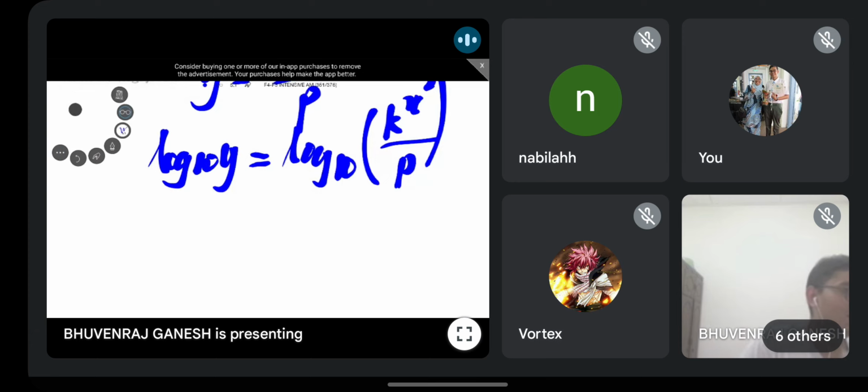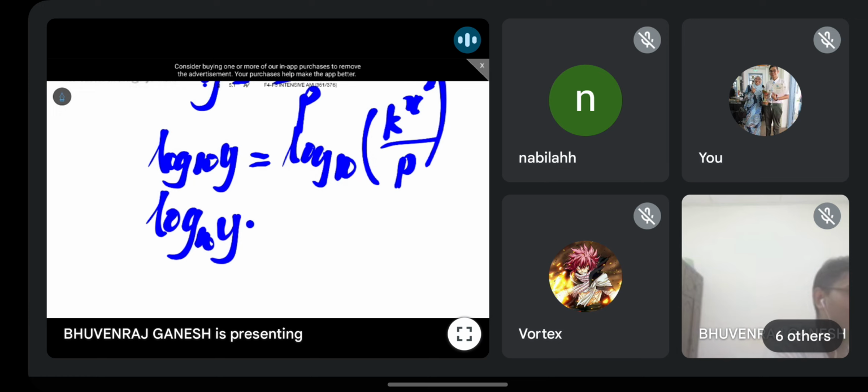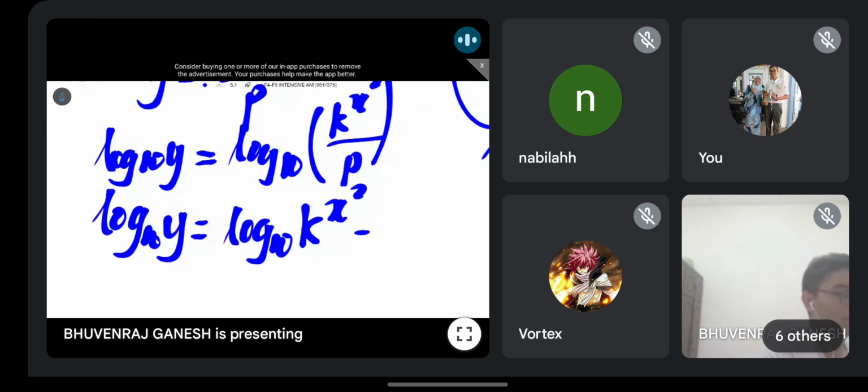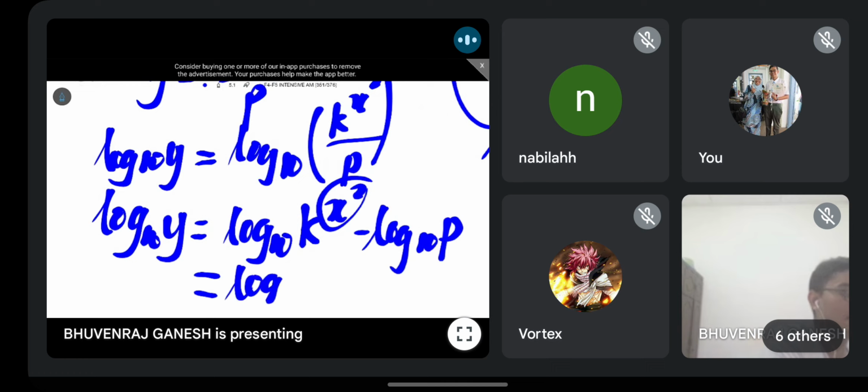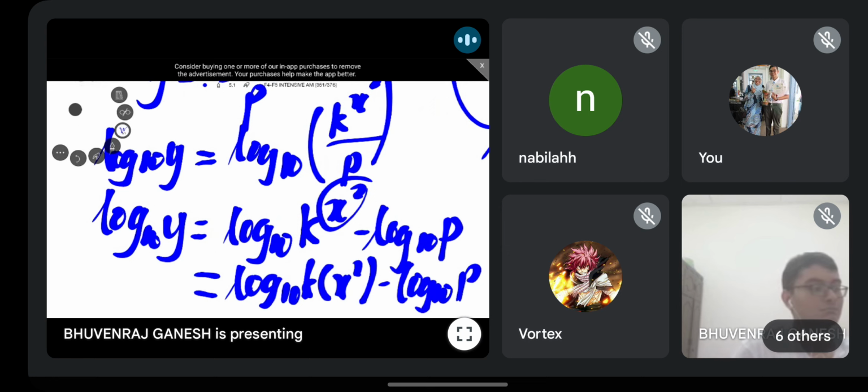Don't worry guys, after this I ask you a very hard question, because I know now very easy. Log 10 kx square minus log 10p. So this is your answer. Basically the x square kamu boleh pindah bawah. So you will get log 10k x square minus log 10p. Okay, done. This is your answer.